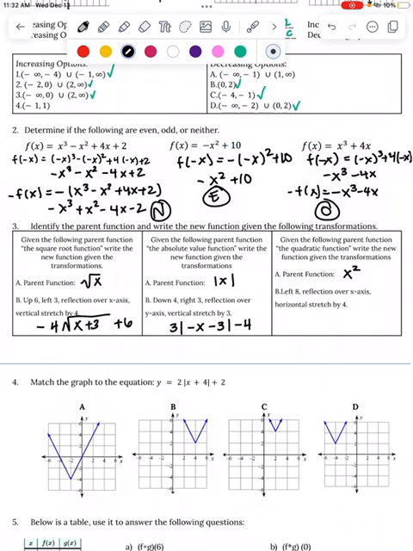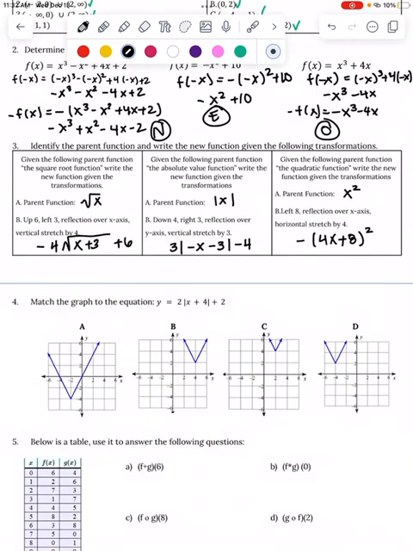Horizontal is on the inside, so I'm gonna have a negative 4x squared. 4x, and then left 8, so plus 8 squared. And I'm checking my work. Reflection over x-axis is a negative on the outside. Horizontal stretch is in the inside. Good. And then plus 8 is left. Good.